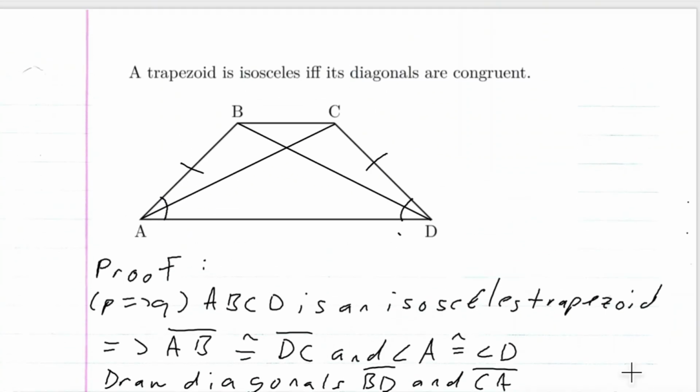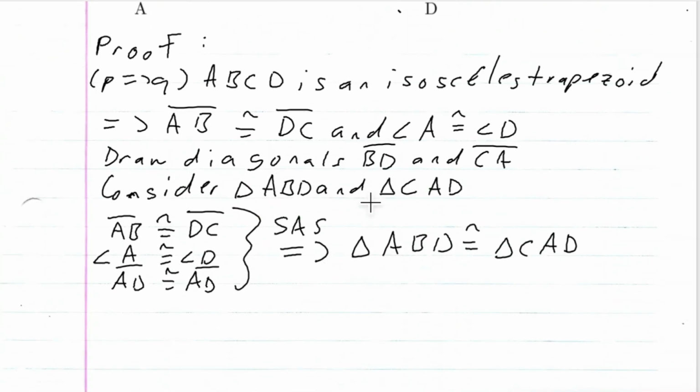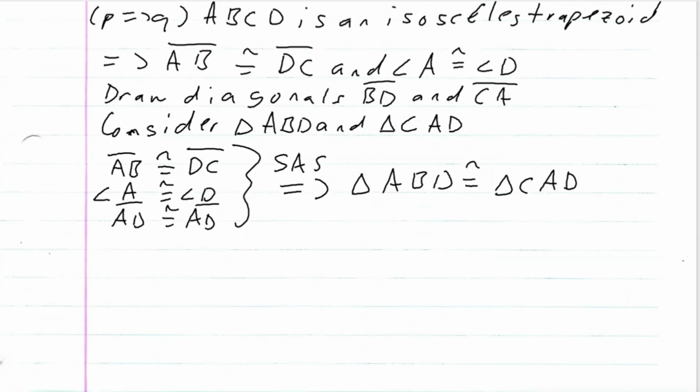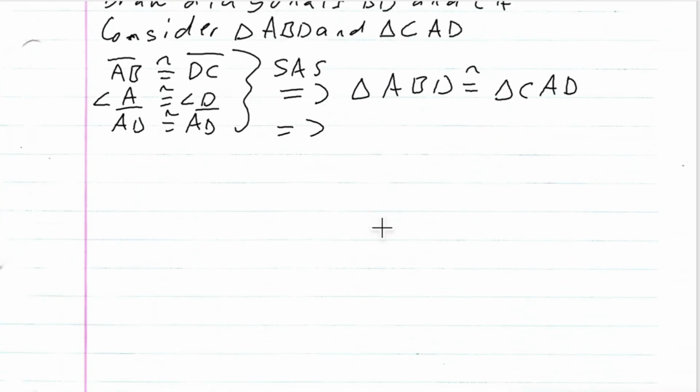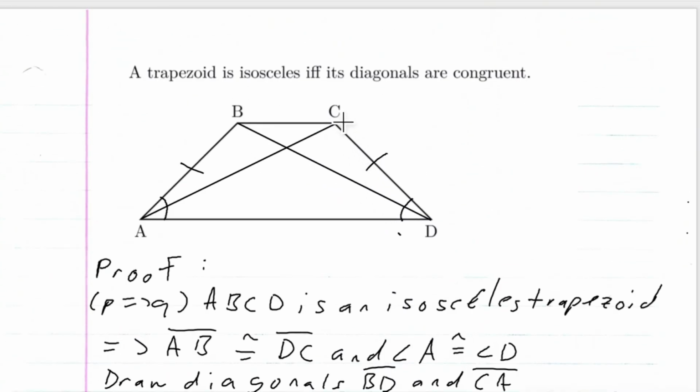And as we can see, the corresponding sides BD and CA would be congruent if these two triangles are congruent, right? So that means that BD is congruent to CA. Right? And now we're done with the P implies Q because BD is the diagonal and CA is the diagonal, and we proved the diagonals are congruent, right?